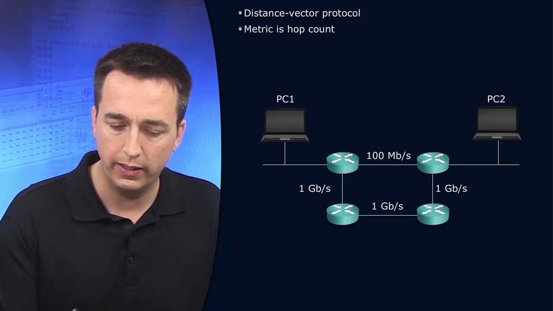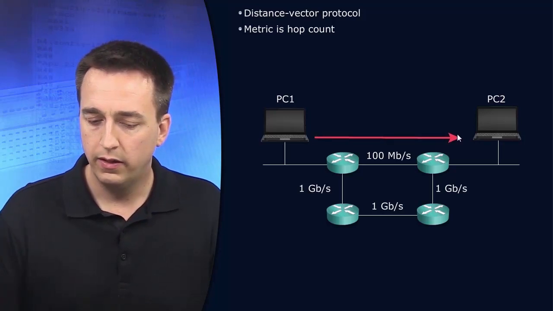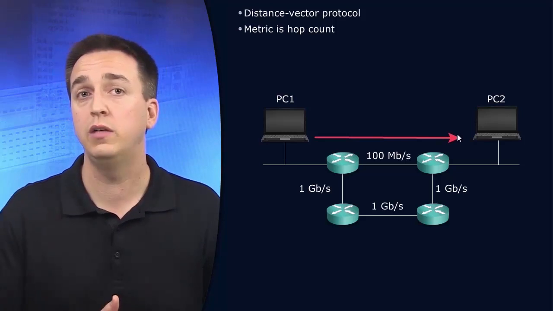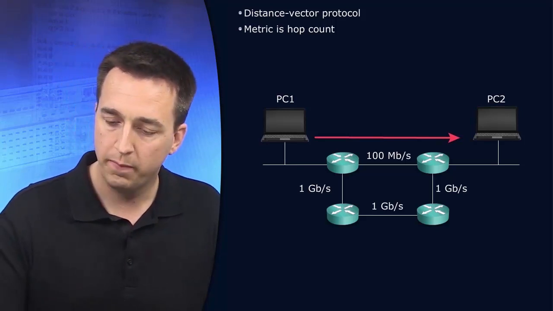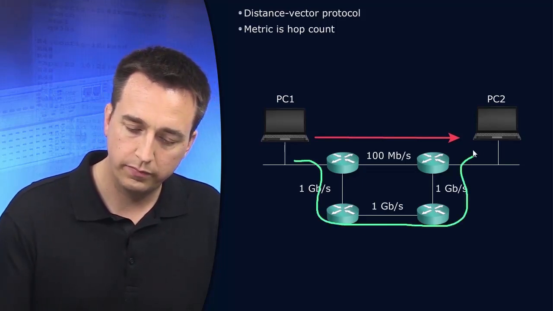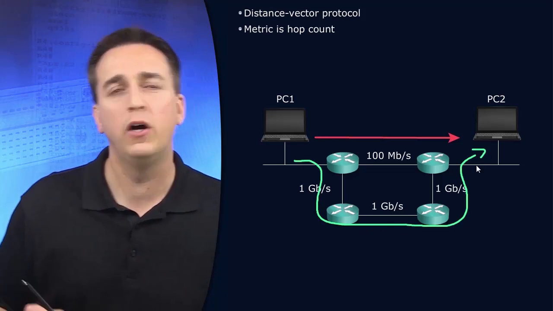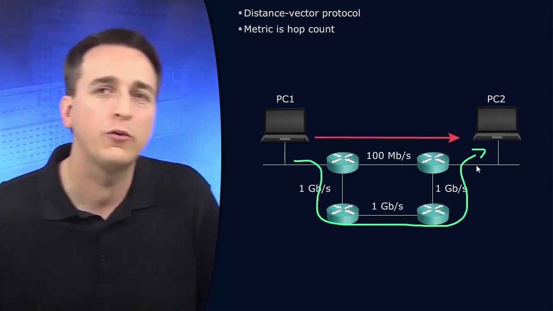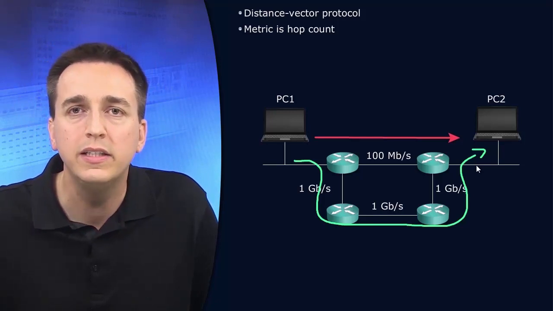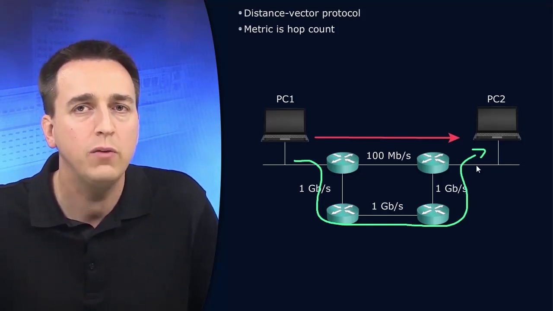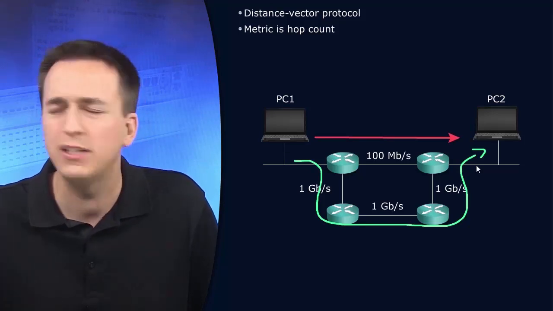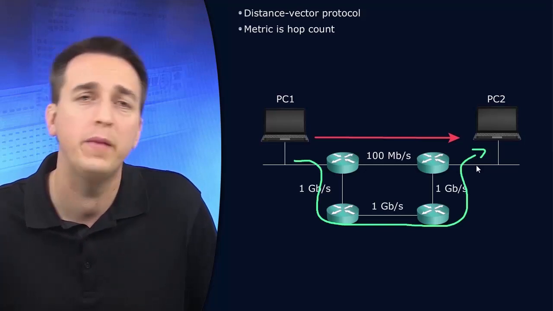And we can see an example of that here. When traffic flows from PC1 to PC2, which path is it going to take? Is it going to cross the 100 megabit per second link? Or is it going to take the scenic route? In most cases, folks, if you're in a hurry, the scenic route is not the path you will take. But in this case, the scenic route is the quicker path based on speed. We have 1 gig links. And even though it's 3 1 gig links, that is way faster than one 100 meg link.